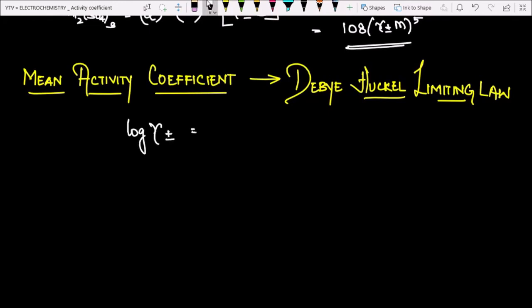The formula states that we have to find out the mean activity coefficient. So log of gamma plus minus is equal to minus A into modulus of Z plus Z minus into root I. Now what is more important is to understand what these terms are. This we know as the mean activity coefficient. That is what we are finding out.